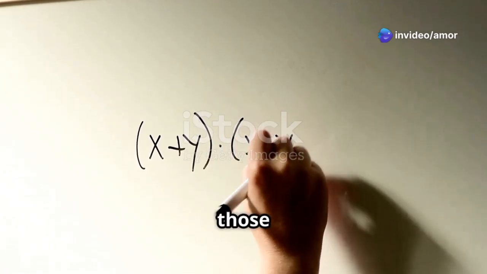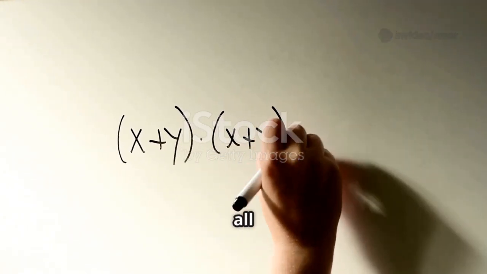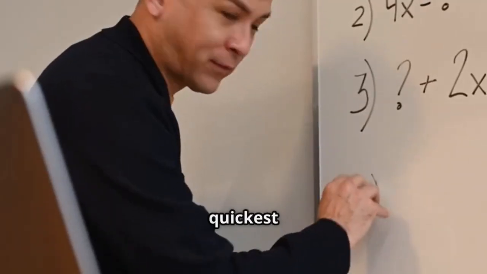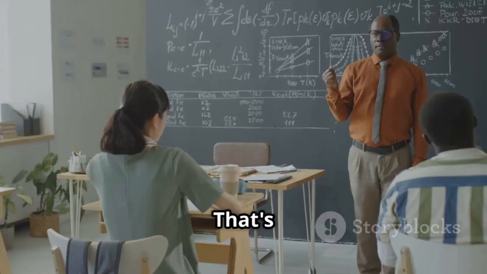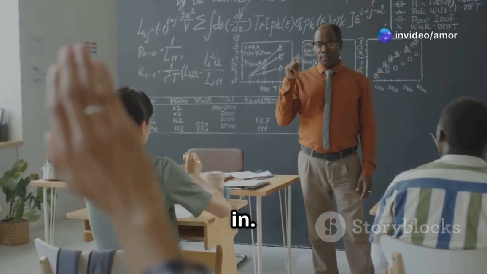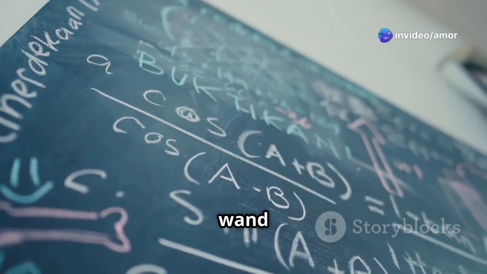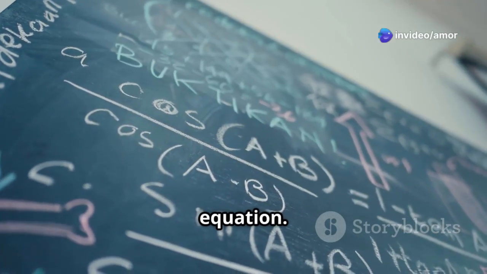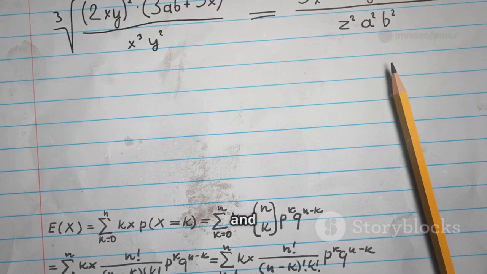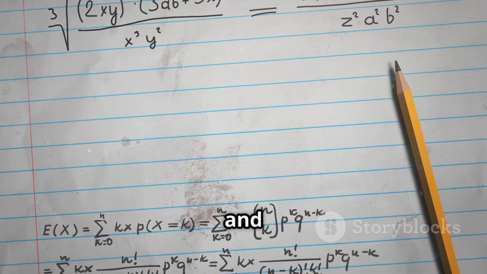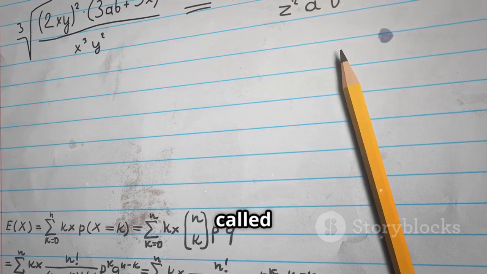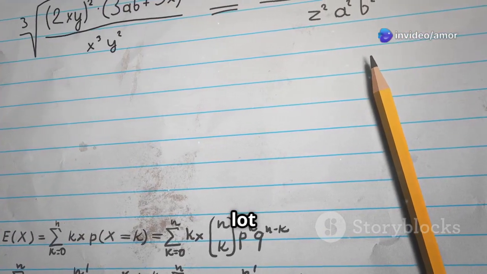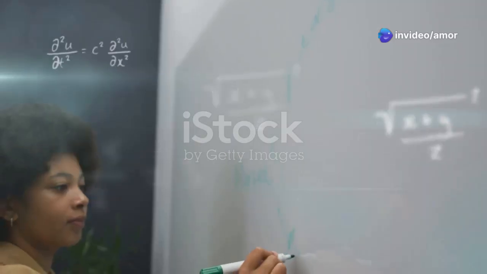Quadratic equations, those with an x squared term, pop up all the time. Factoring is often the quickest way to solve them, but sometimes they just won't factor nicely. That's where the quadratic formula comes in. It's like a magic wand that can solve any quadratic equation. Just identify your a, b, and c coefficients from the equation and plug them into the formula. The part under the square root, called the discriminant, tells you a lot about the solutions.